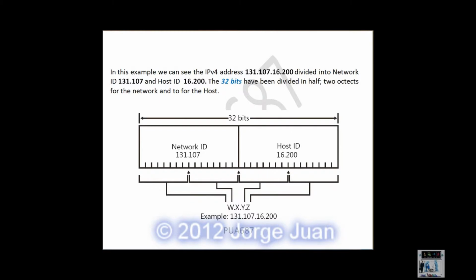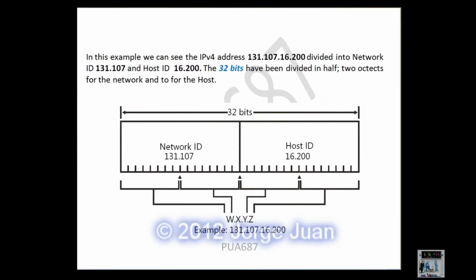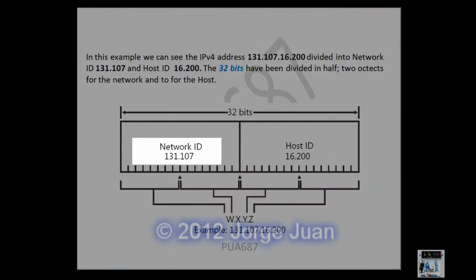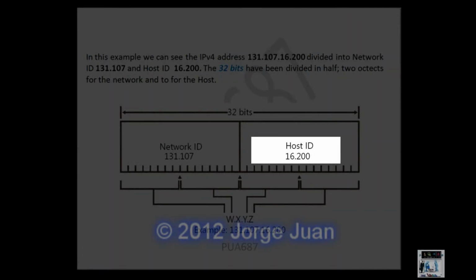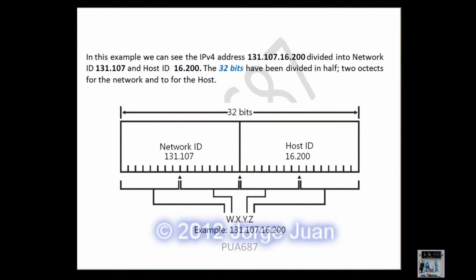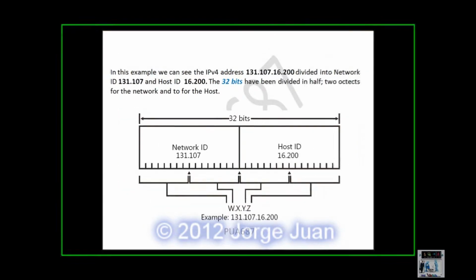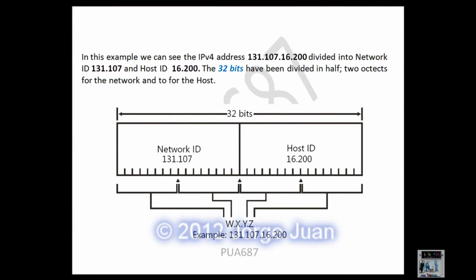In this example, we can see an IP address of 131.107.16.200 divided into the network part of 131.107 and the host ID of 16.200. As you can see, the 32 bits have been divided in half. 2 octets are for the network and the other 2 for the host. If this was all there was to it about IP addresses, it would be really simple. You would know that half of it is for the network ID and the other half is for the host. But the tricky thing is that each of the parts could be different sizes.